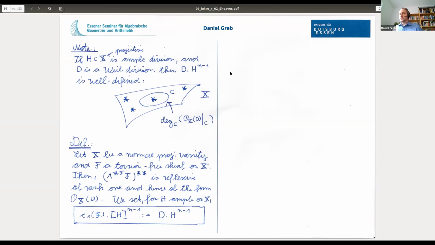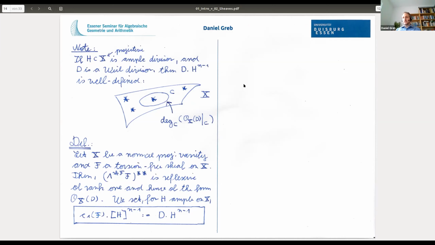I just wanted to explain the geometric idea of why it is still possible to define this intersection number, because essentially you're avoiding the singularities both of the reflexive sheaf OX of D and the singularities of the space X. And so once you have this, you can intersect a Weil divisor with h to the n minus 1.